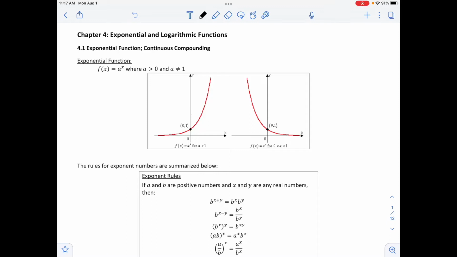We are in Chapter 4, Exponential and Logarithmic Functions. Section 4.1 is Exponential Functions and Continuous Compounding. So this should be a review section for us.